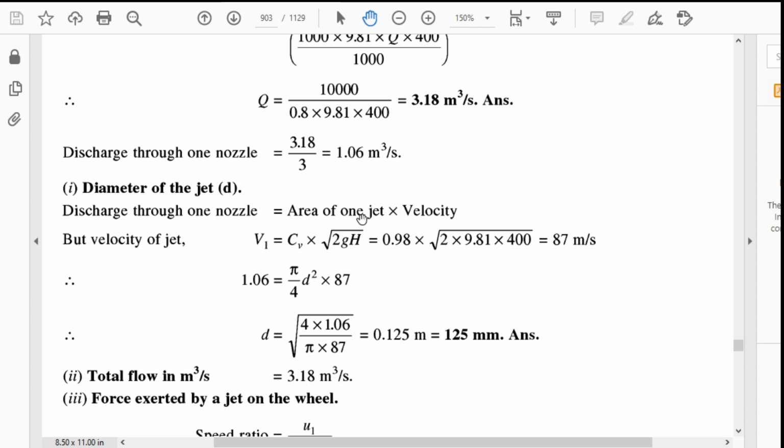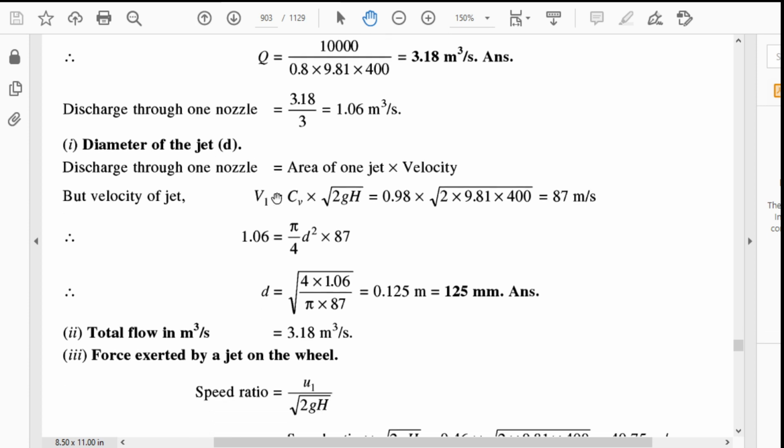Okay, they have mentioned that this turbine is a 3 jet Pelton turbine. That means this 3.18 is discharged from all the 3 jets. So for the discharge through one nozzle, we have to divide the total by 3. We can get the discharge through one nozzle as 1.06. This is the discharge of one jet; the total is the combined discharge of 3 jets.